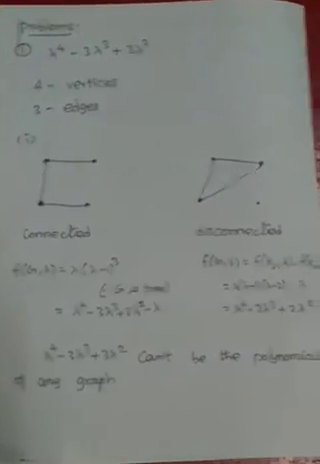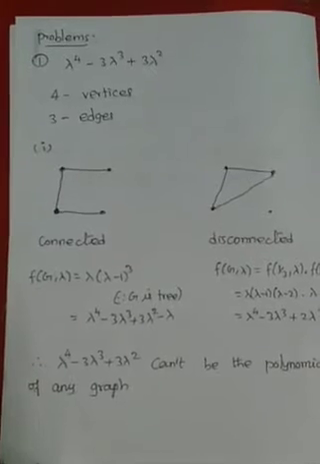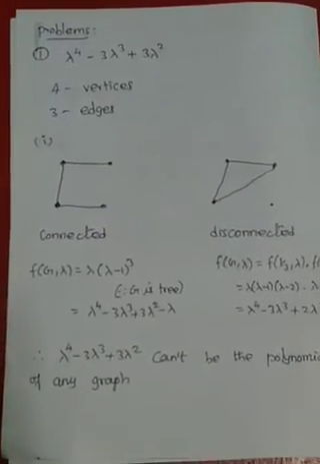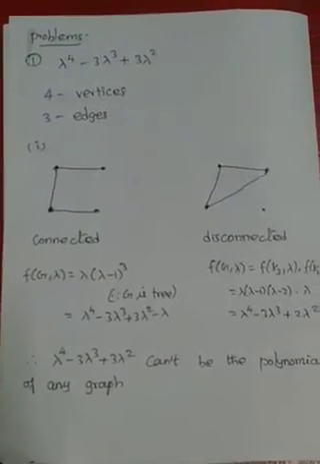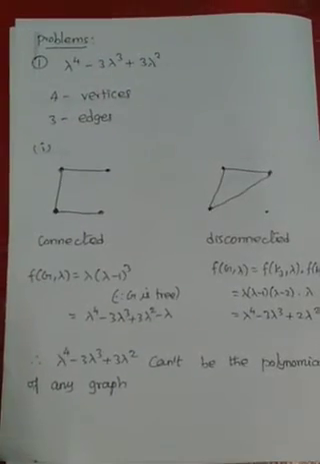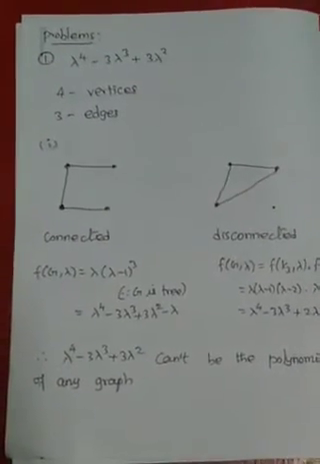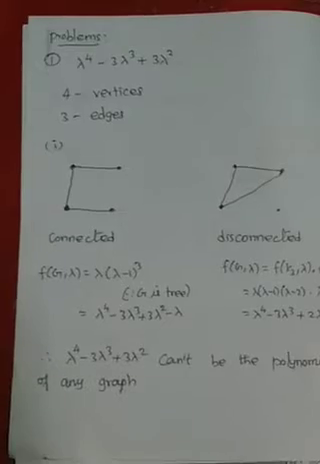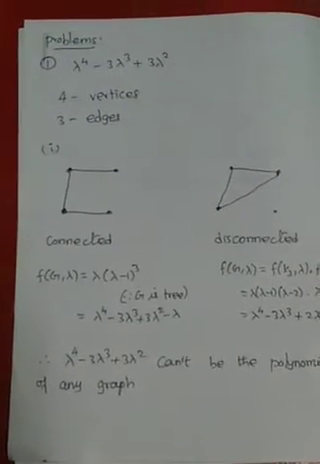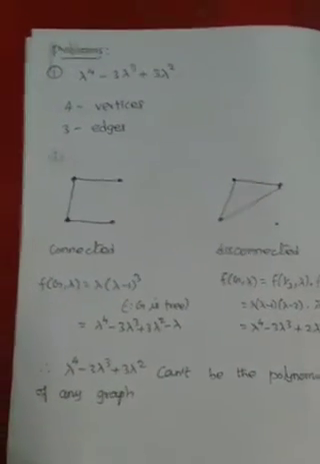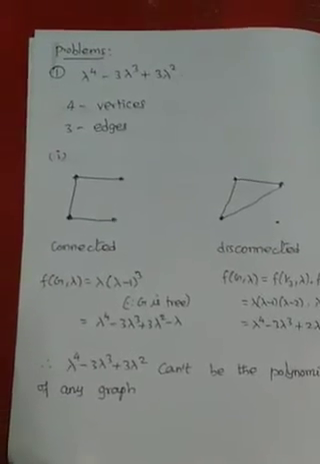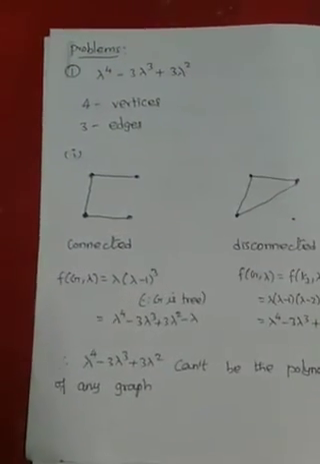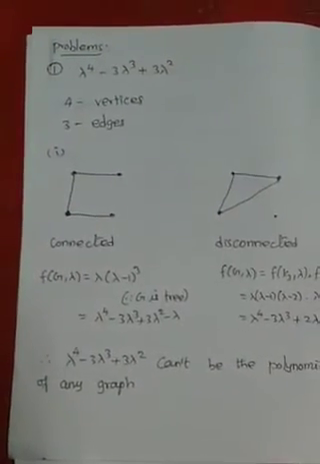Okay, so it has 2 types: connected and disconnected. First, we take 4 vertices and 3 edges, and it is a connected graph. Similarly, we draw a disconnected graph like that. The second one has 4 vertices and 3 edges. So the first case is a connected graph and the second case is a disconnected graph.